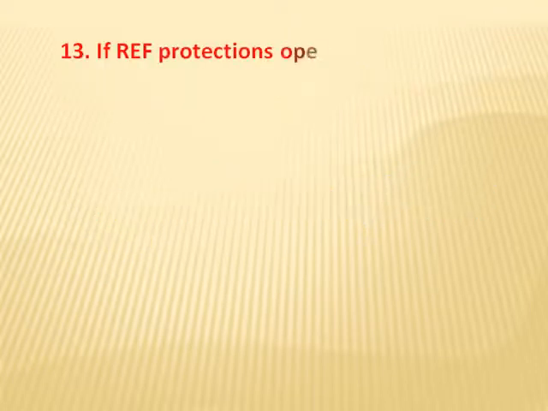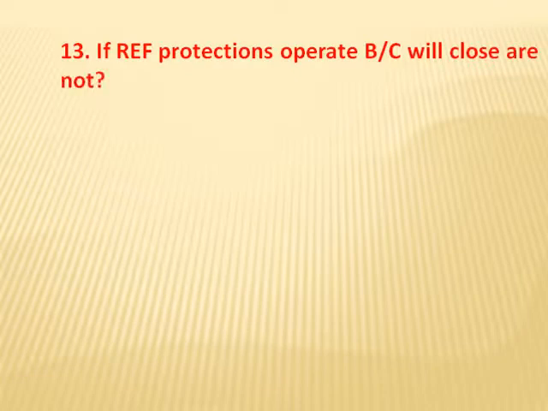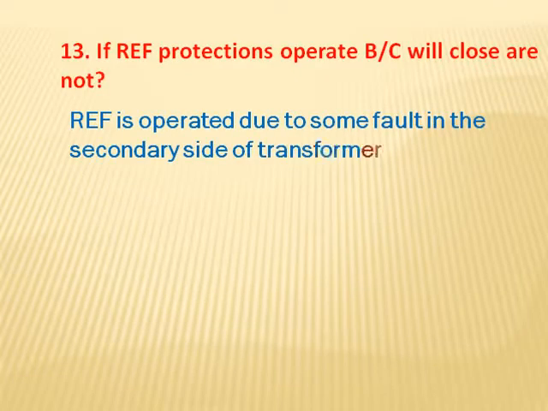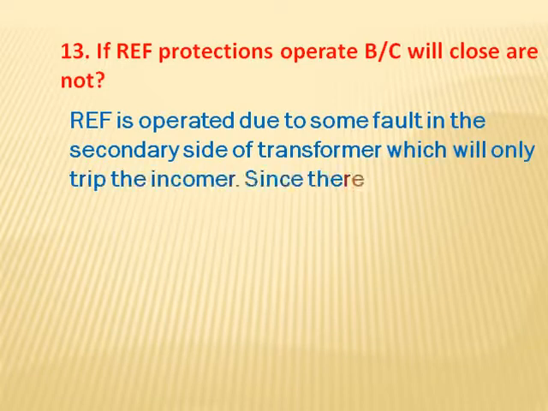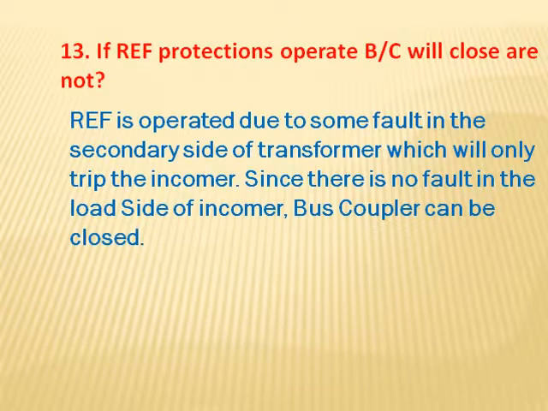If REF protection operates, will the bus coupler close or not? REF operates due to some fault in the secondary side of the transformer, which will only trip the incomer. Since there is no fault in the load side of the incomer, the bus coupler can be closed.